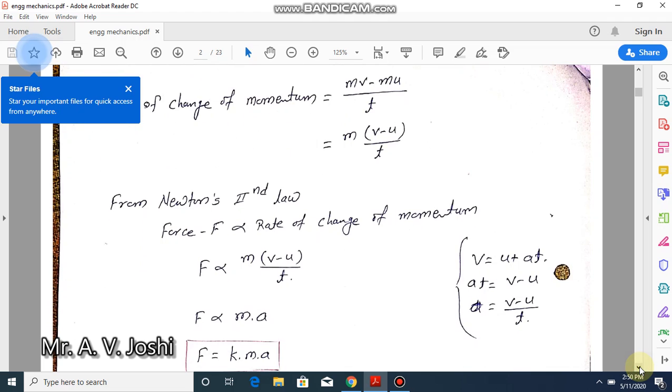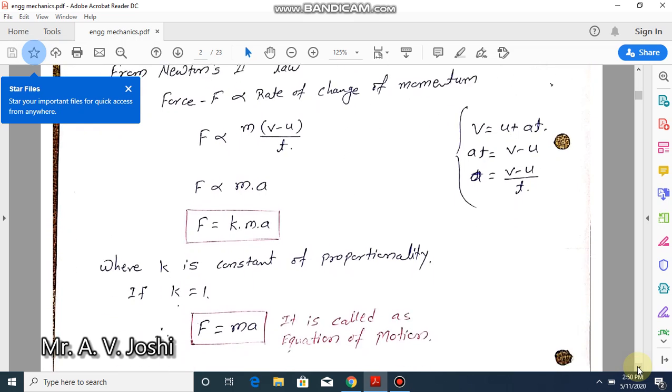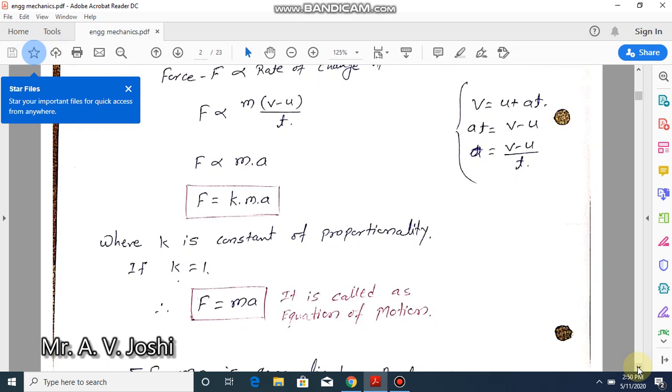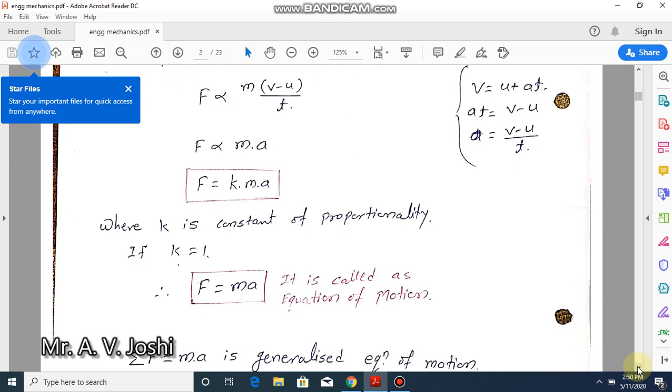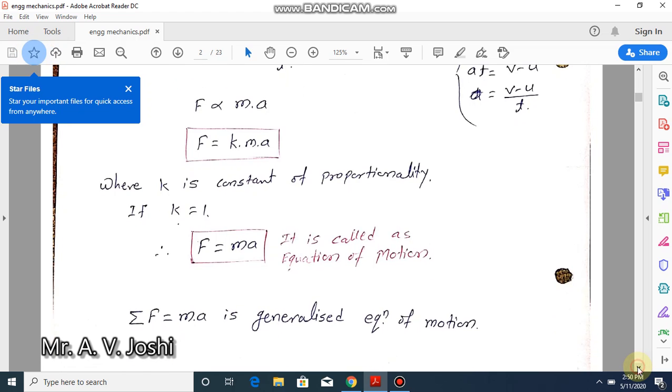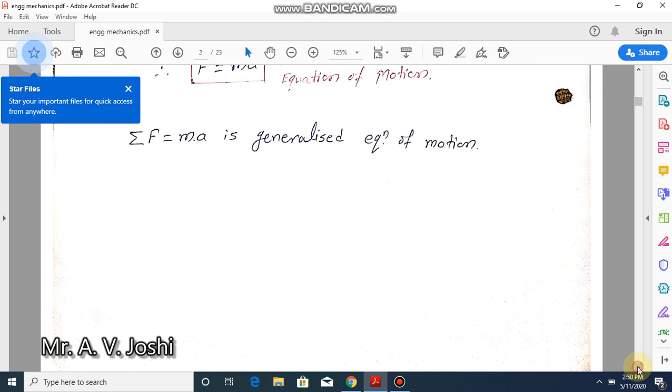So F is directly proportional to m into a. So F equal to k into m into a, where k is a constant of proportionality. If k is equal to 1, then F equal to mass into acceleration. This is the force, according to Newton's second law of motion.